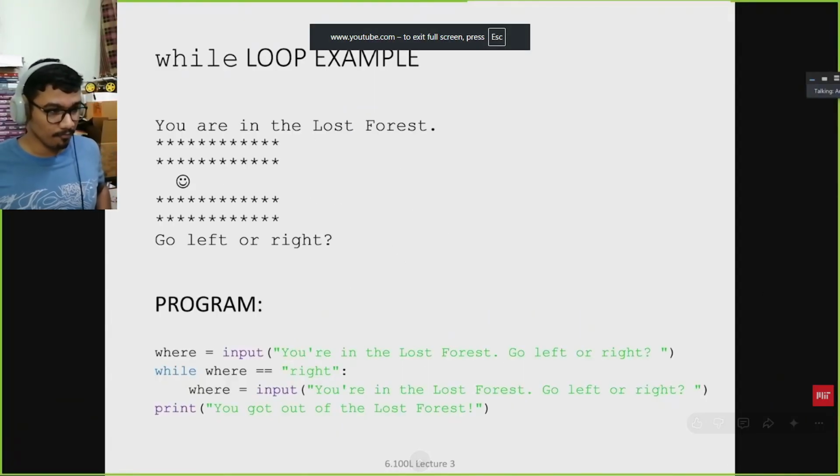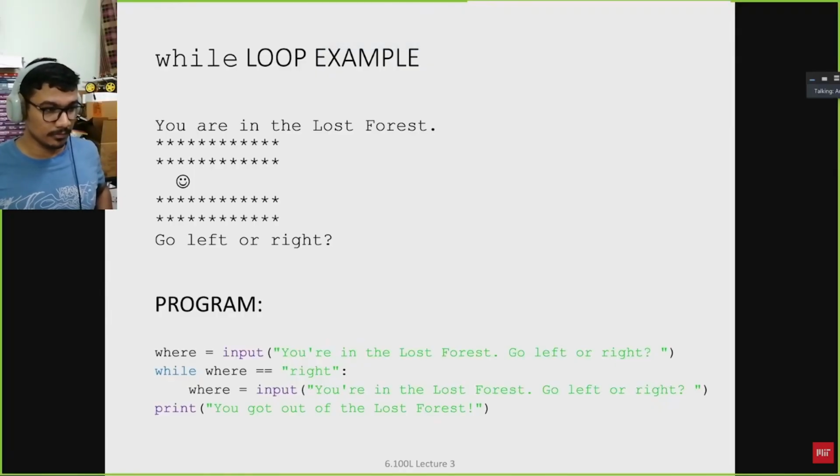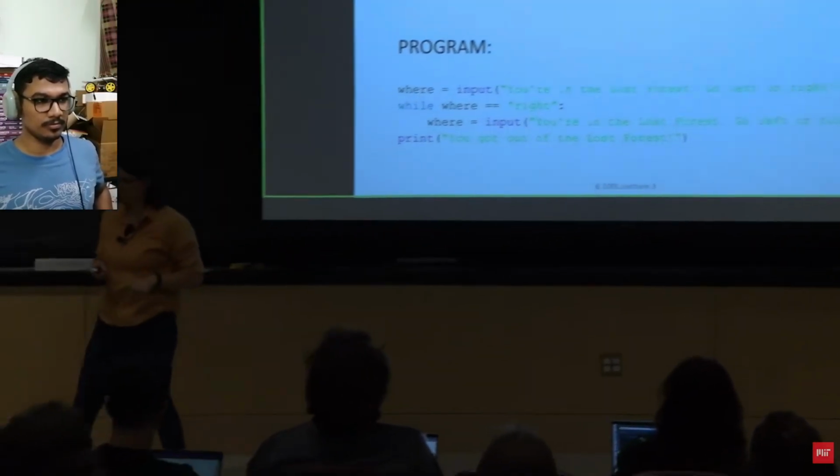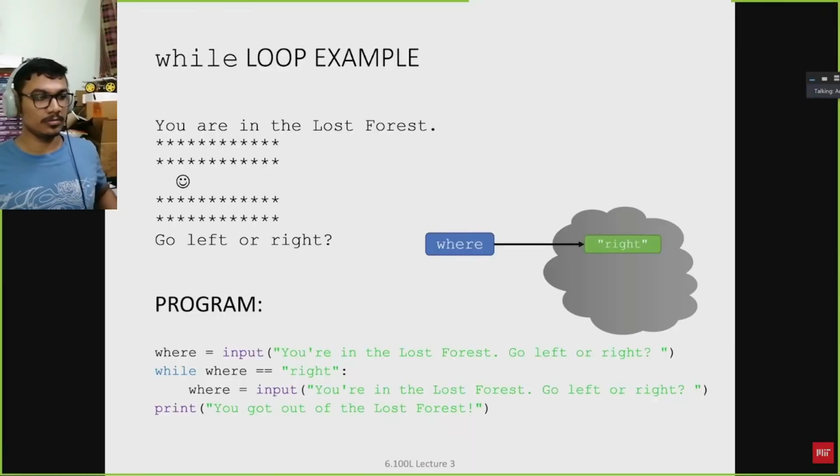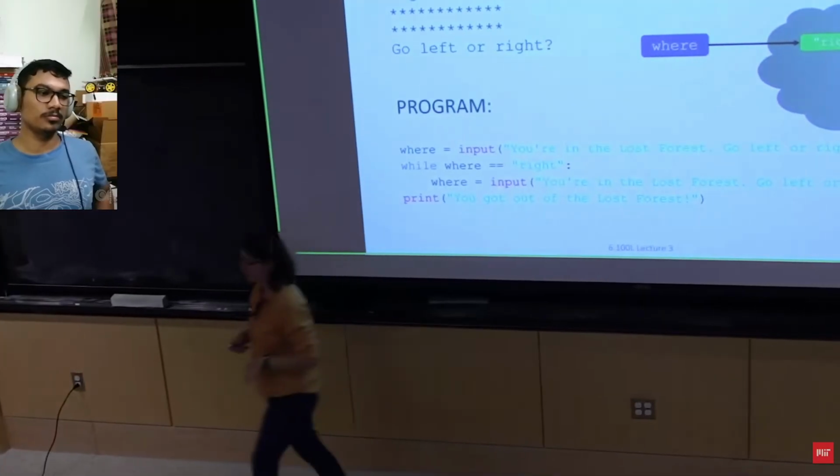So here we've got our question that we ask the user: do you want to go left or right? We're going to grab the user input as a string and save it in a variable called where. Whatever the user types in will be saved in the variable where. So in my computer memory, if the user types in right, that particular sequence of characters will be saved as the variable where. Then we finish this first line of code, and we check while the value of where is equivalent to right, what are we going to do?